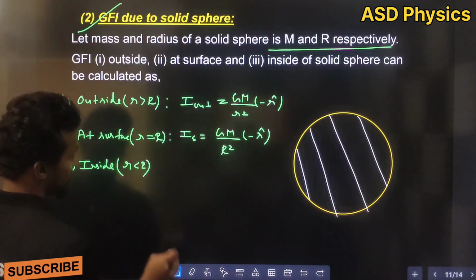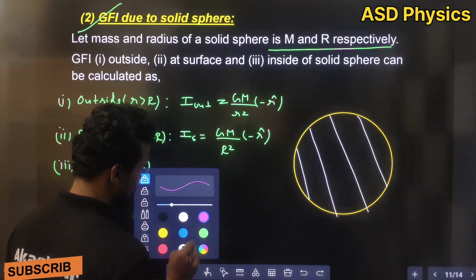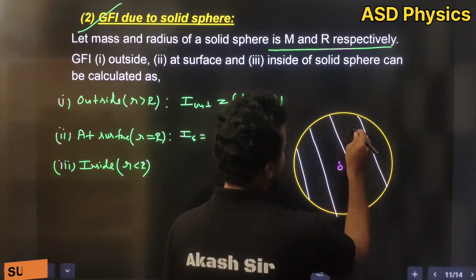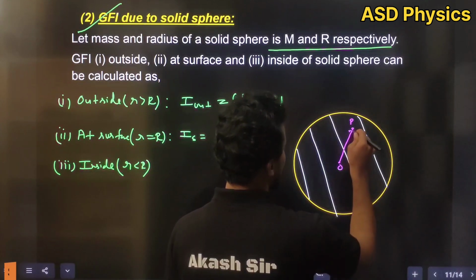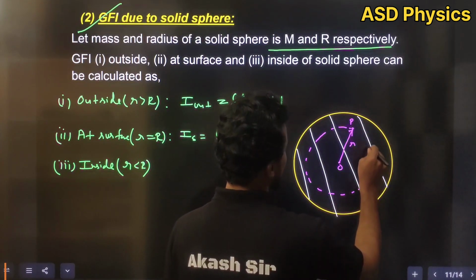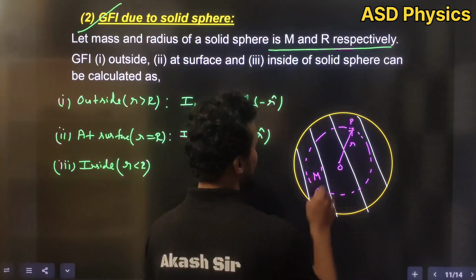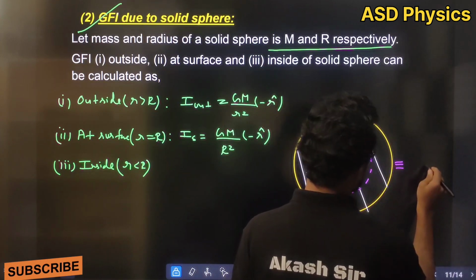So see here, please, students. I will take some other color here. This is the center, and I want to calculate the GFI at point P. This is R. Through this point, I will take one imaginary sphere. Mass of this imaginary sphere is M dash here. If I draw, the total mass can be concentrated at the center, M dash.